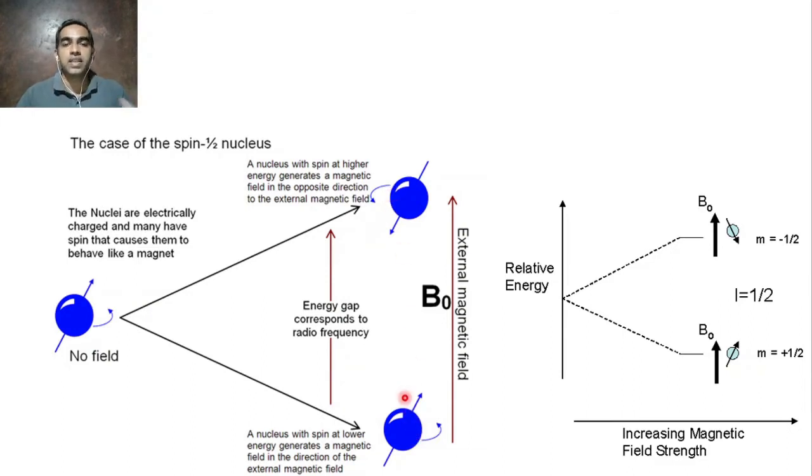If you want to transfer from here to here or here to here, you have to supply some energy. That energy will be characteristic of this nucleus, and whatever energy is released or absorbed, you can measure, and that will be characteristic of that nucleus. That is how you will get the NMR spectrum. You can see it here, minus half and plus half. Once you have these two energy states, then you will have a spectrum.